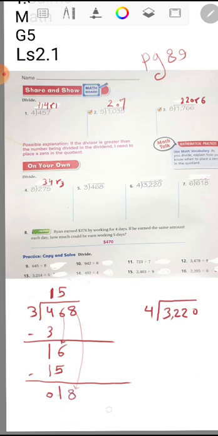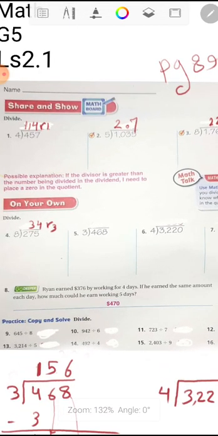Now 18 divided on 3. Which number I will multiply it by 3? The answer will be close to 18 or equal 18. It will be 6. That's right. 6 multiplied 3 equals 18. So the remainder here equals 0. Okay, so the quotient right here is 156.